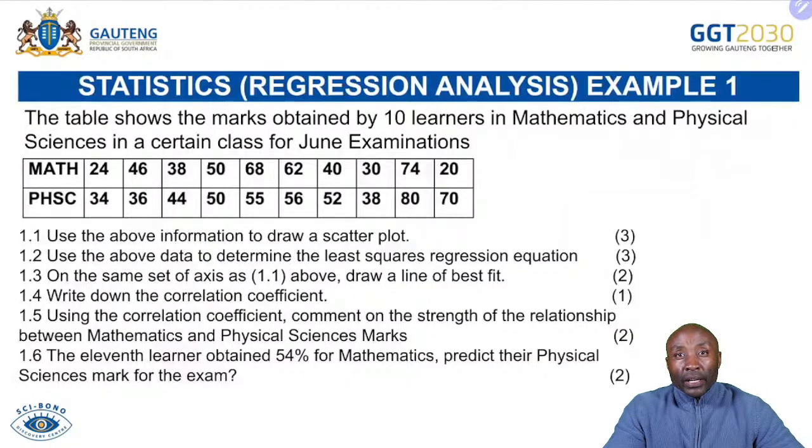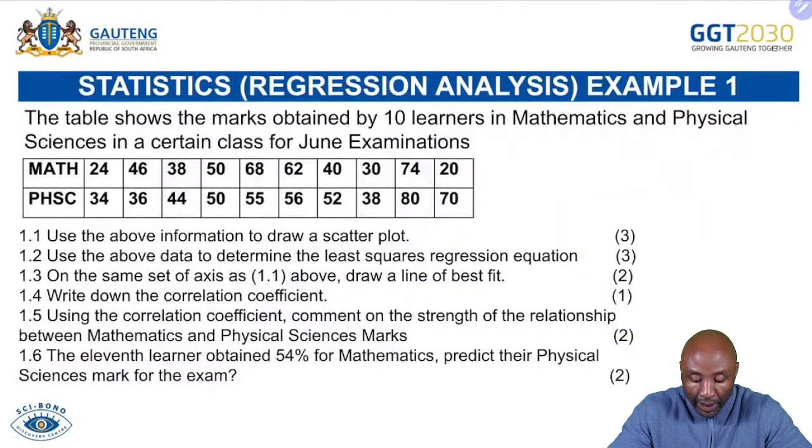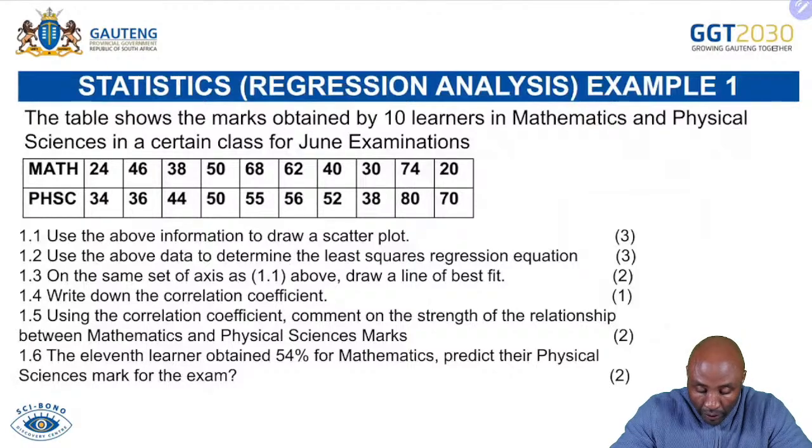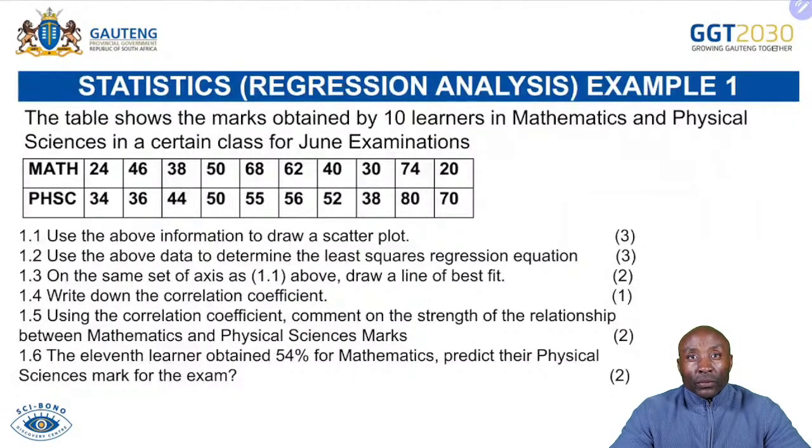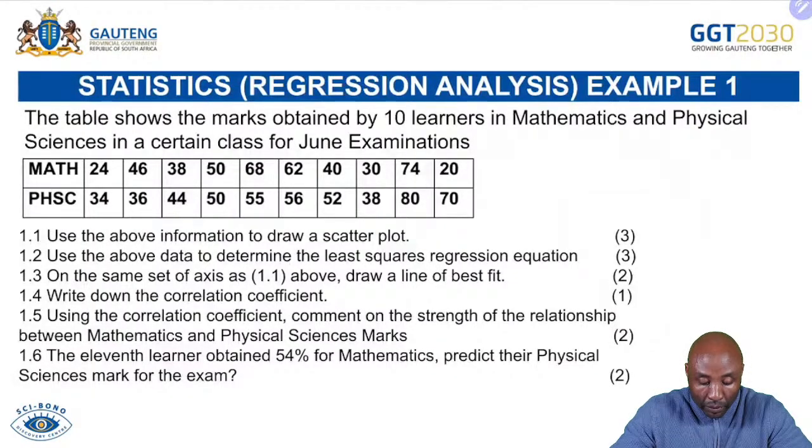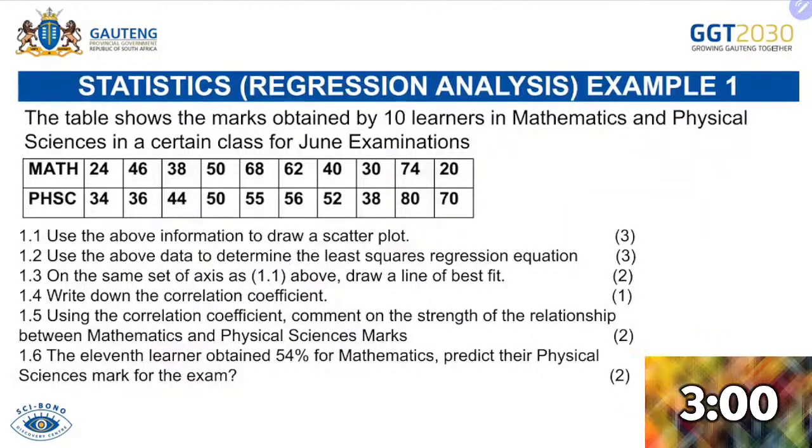Because we do not have graph papers, it might be a challenge for us to draw the scatter plot, but I'll give you a chance to use your calculators to try and determine the least squares regression equation. So you go to option 2, you enter your data values, and then you should be able to determine the values of A and B. 3 minutes, let us use our calculators.